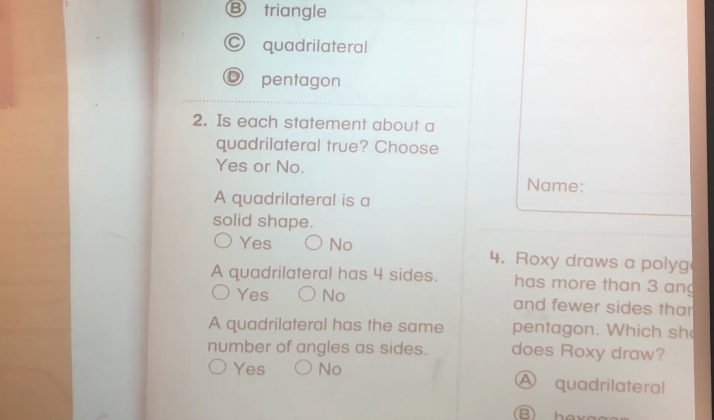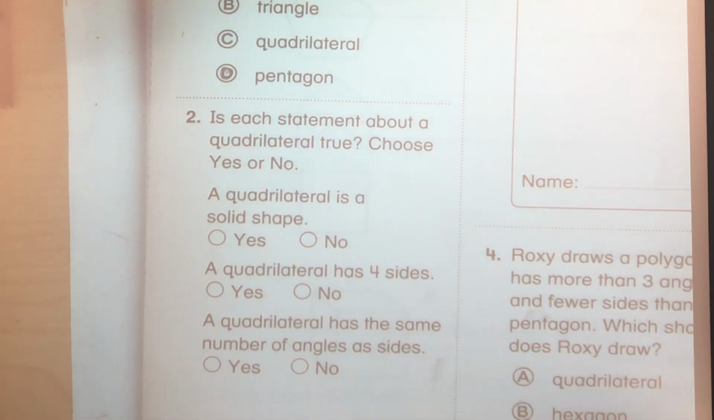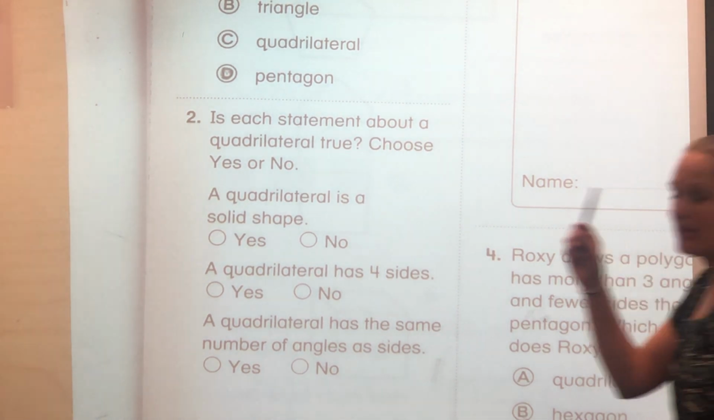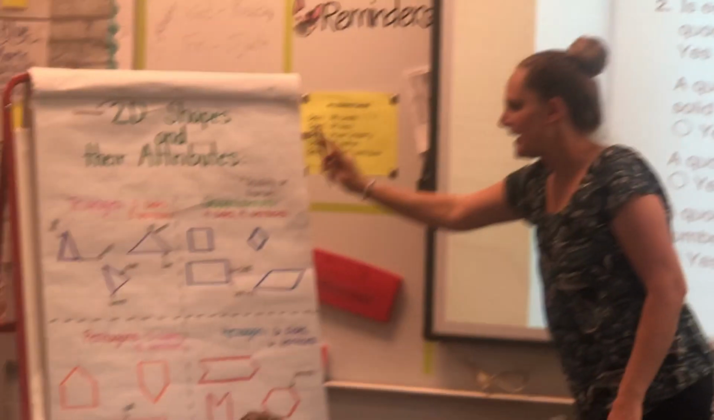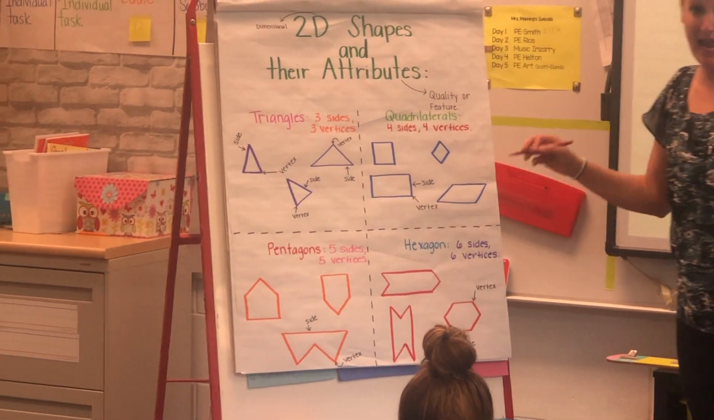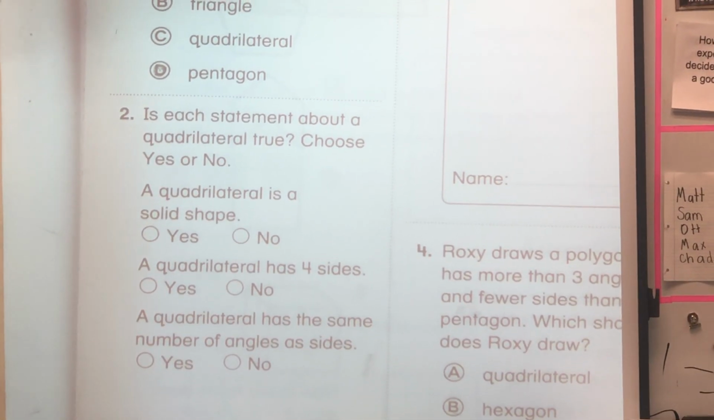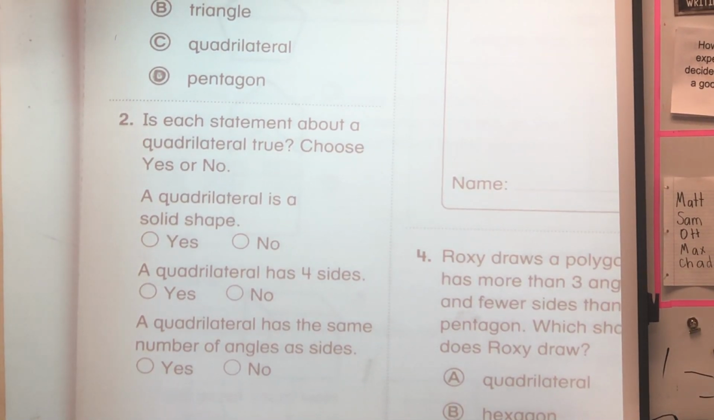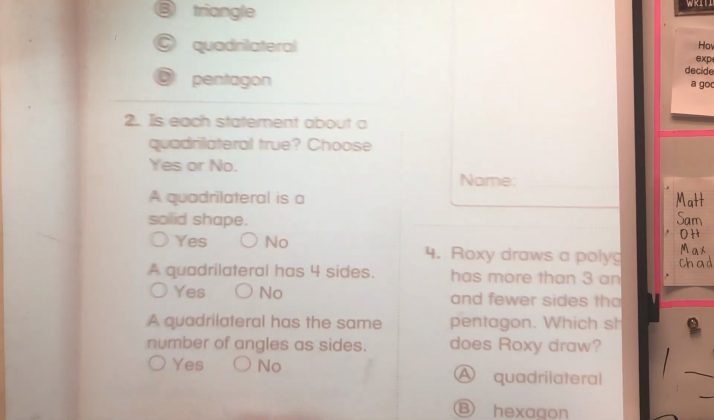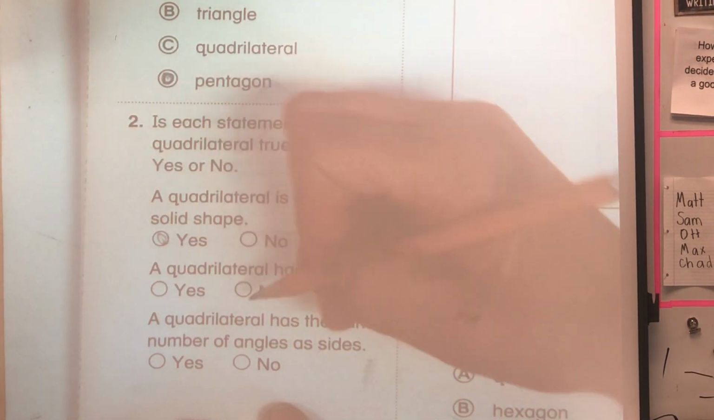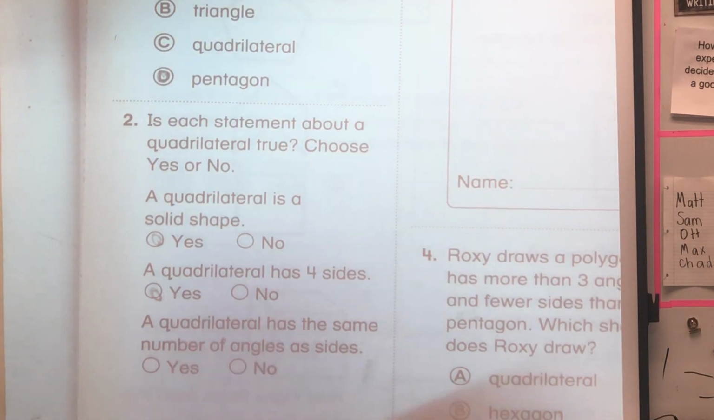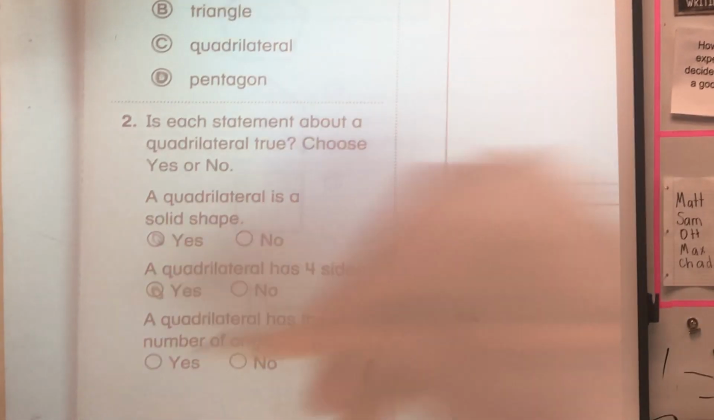Next, is each statement about a quadrilateral true? Quadrilateral, let's take a look. It has 4 sides, 4 vertices, 4 angles, correct? A quadrilateral is a solid shape. It is closed. Yes. A quadrilateral has 4 sides. Does it have 4 sides? Yes. And a quadrilateral has the same number of angles as sides. Yes, it does.